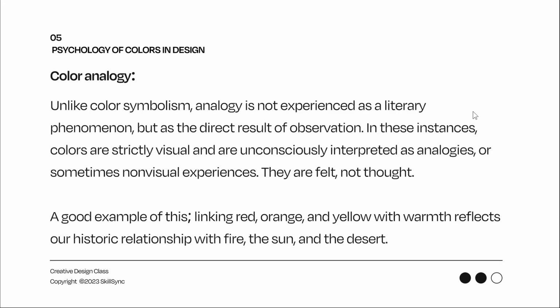And then color analogy. Unlike color symbolism, analogy is not experienced as a literary phenomenon, but as the direct result of observation. A good example of this is that linking red, yellow, and orange with warmth reflects a historic relationship with fire, the sun, and the desert.